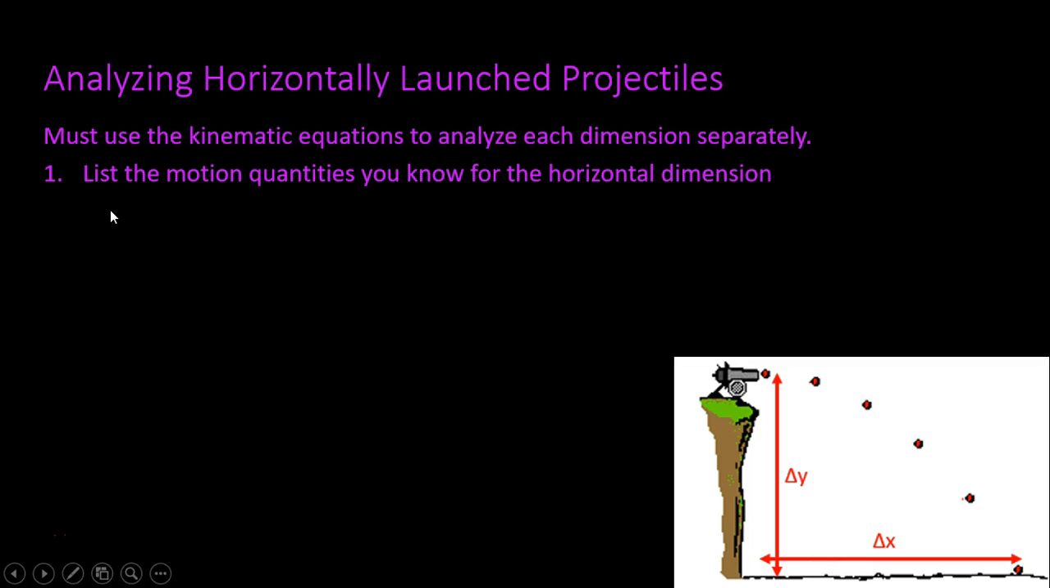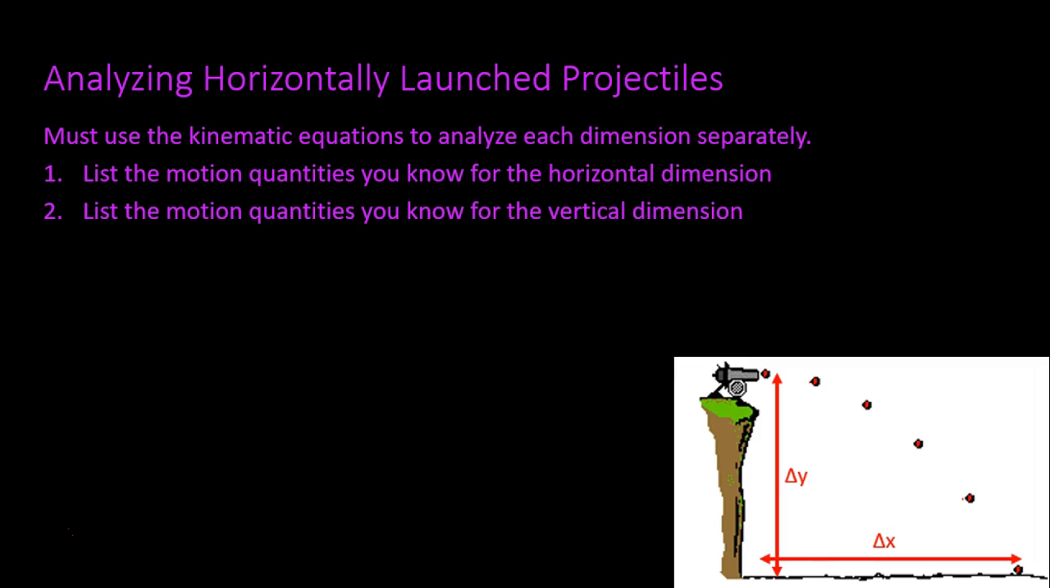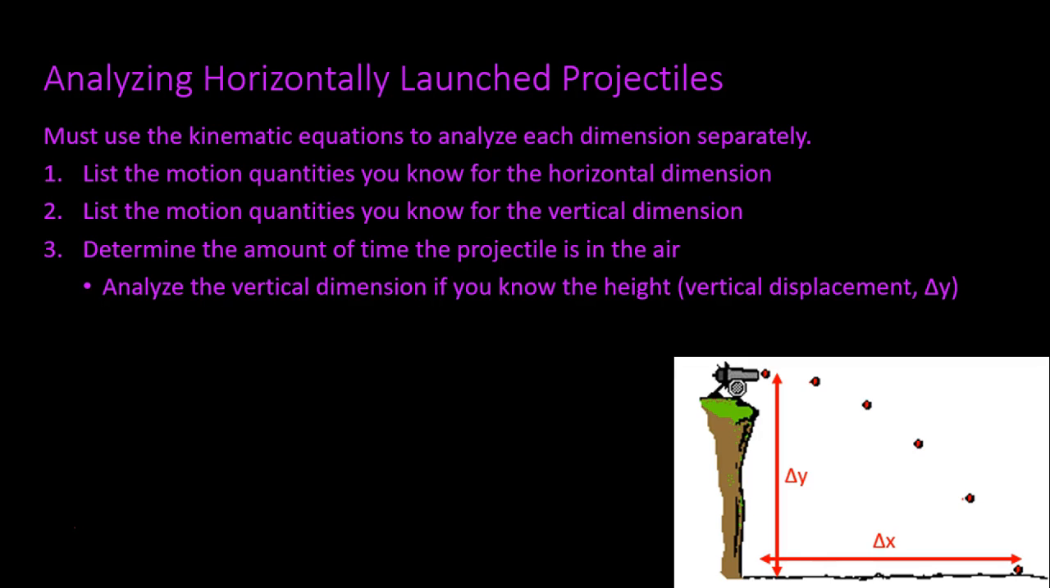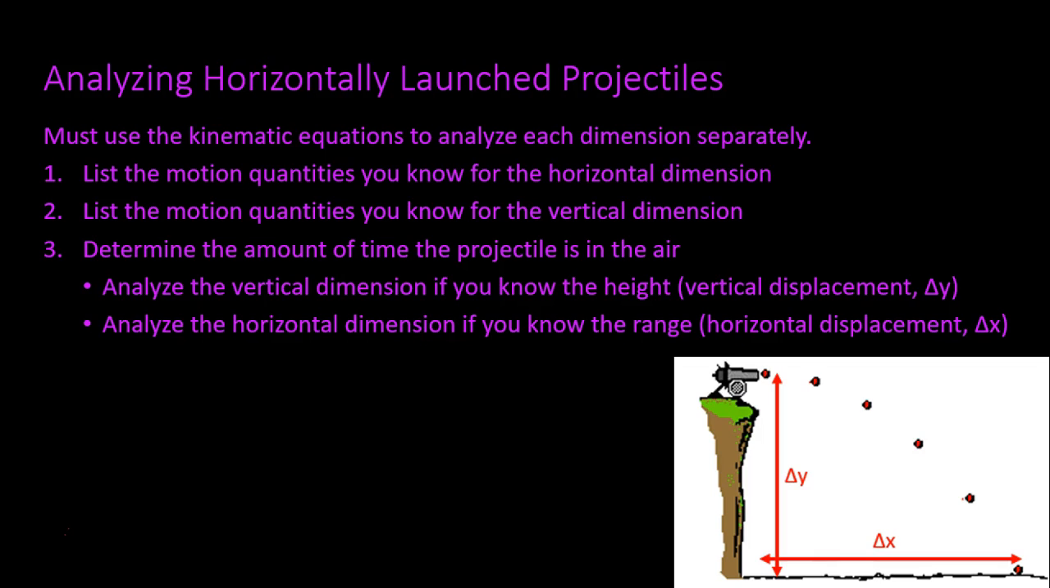Here is a step-by-step process for analyzing horizontally launched projectiles. First, list the motion quantities you know for the horizontal dimension. Second, list the motion quantities you know for the vertical dimension. Third, determine the amount of time the projectile is in the air. There are two ways to determine elapsed time, and the one you'll use is based on the information you're given in the problem. You'll analyze the vertical dimension to find delta t if you know the height, which is also the vertical displacement. You'll analyze the horizontal dimension if you're given the range or horizontal displacement in the problem. Lastly, you'll determine the vertical or horizontal distance, whichever one you weren't given.